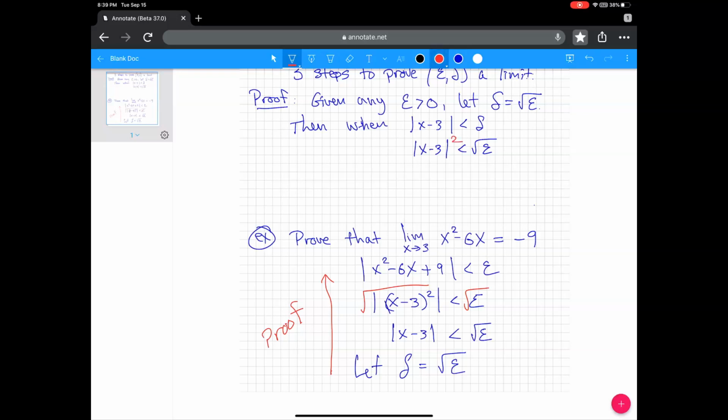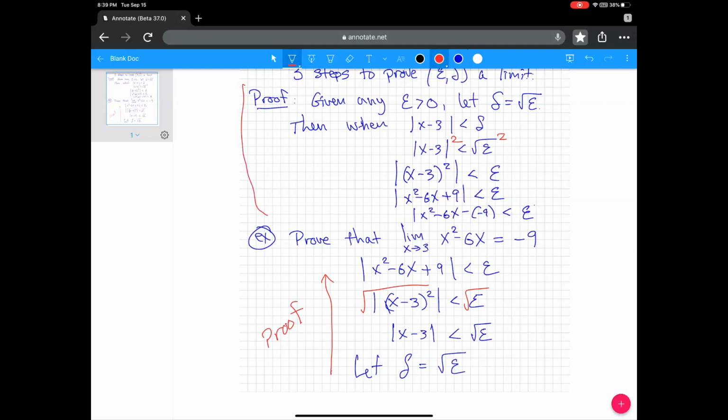Then you can square both sides, and that will tell you then that x minus 3 squared will be less than epsilon. And we know these are both positive, but we can also then put absolute value on here at no expense. And then that means that the absolute value of x squared minus 6x plus 9 is less than epsilon. And then the last step is to then write that means that x squared minus 6x minus negative 9 is less than epsilon. And that's the proof.